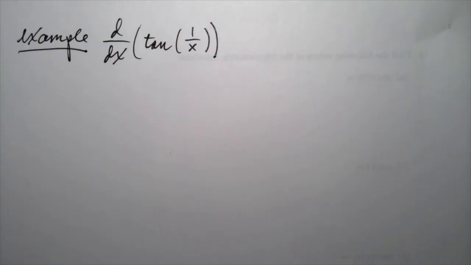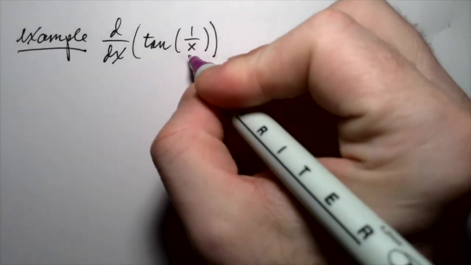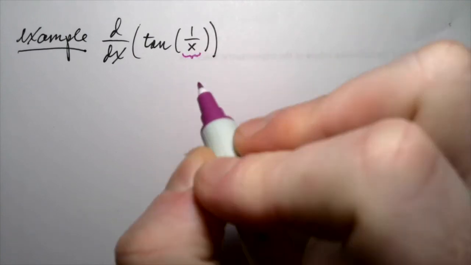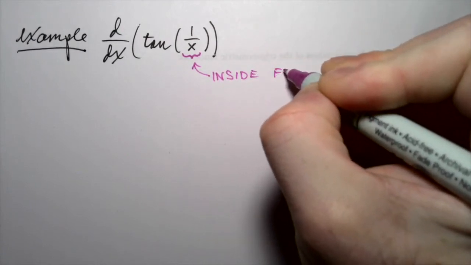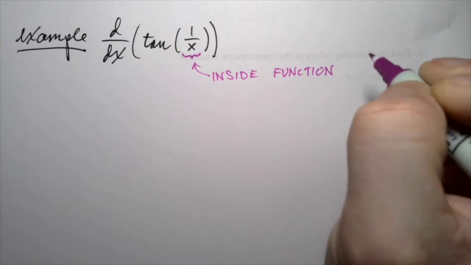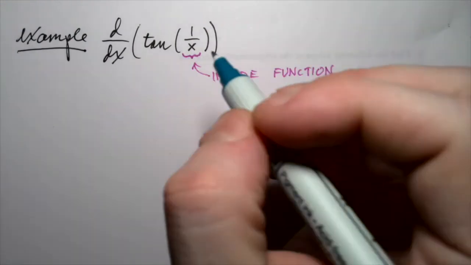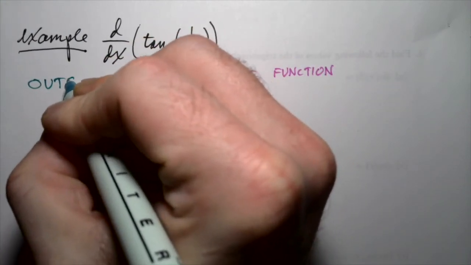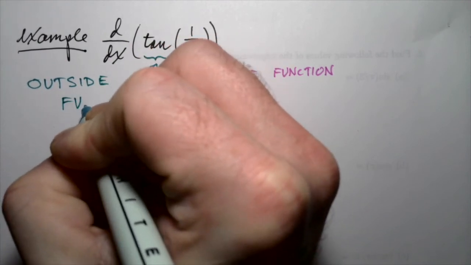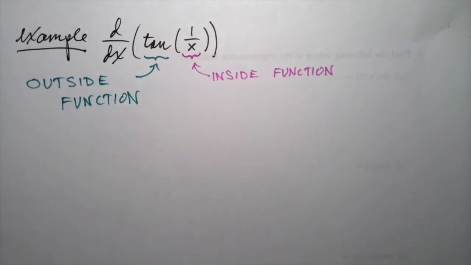In order to apply the chain rule, we need to figure out which part of this function is the inside function and which part of the function is the outside function. Now, 1 over x, that's the first thing that happens to x. That part's going to be the inside function. After we take 1 over x, we apply tangent. So tangent is going to be the outside function. You'll start to get the hang of recognizing these compositions. There's an inside part and there's an outside part.